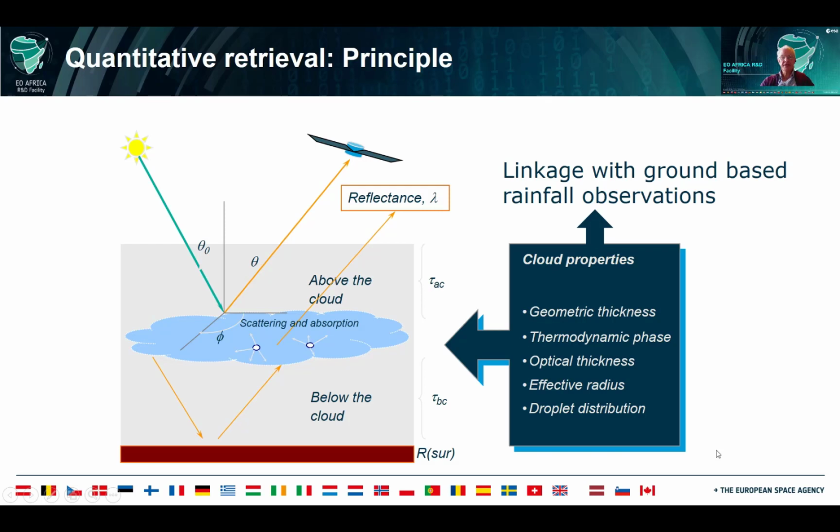In general, we have the energy from the sun, which is interacting with the cloud, and based on the spectral characteristics by our sensor, we are recording the reflectance and the emission, and we try to derive an idea about the geometric thickness, the thermodynamic phase, so if it's consisting of ice or water, the optical thickness, what is the radius, and the droplet distribution of the particles, the hydrometeors within the clouds. And we try to link them with the observations on the ground to derive the rain rates.